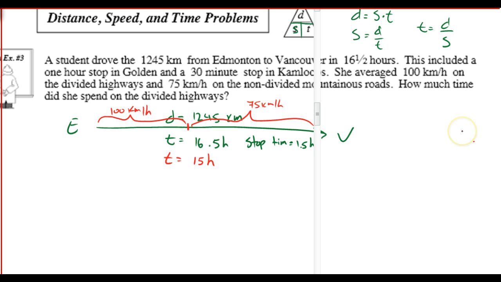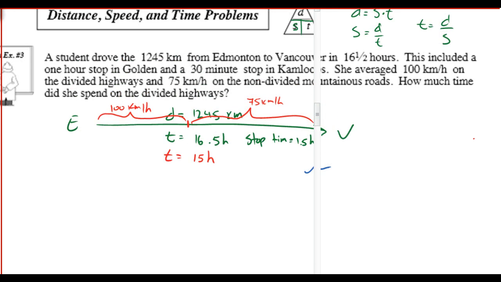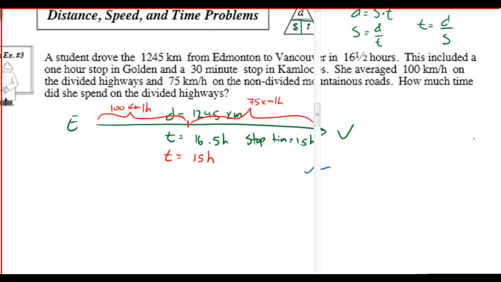I need to come up with several equations here, and you want to split this up into 2 sections. I'm not sure what happened here. That's weird. Okay, I'll just ignore that. 2 sections of driving, obviously the mountain highway and the divided highways.